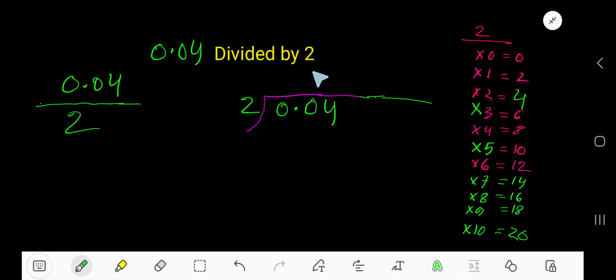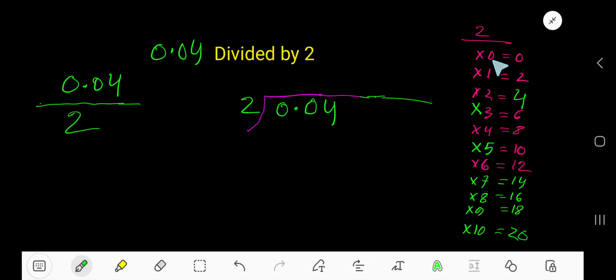0.04 divided by 2. Since 2 is a divisor, we need the multiplication table of 2. 2 times 0, 0. 2 times 1, 2. 2 times 2, 4. To find the multiplication table of 2 easily, just add 2 to the previous step. 0 plus 2, 2. 2 plus 2, 4. 4 plus 2, 6, and this process will continue.